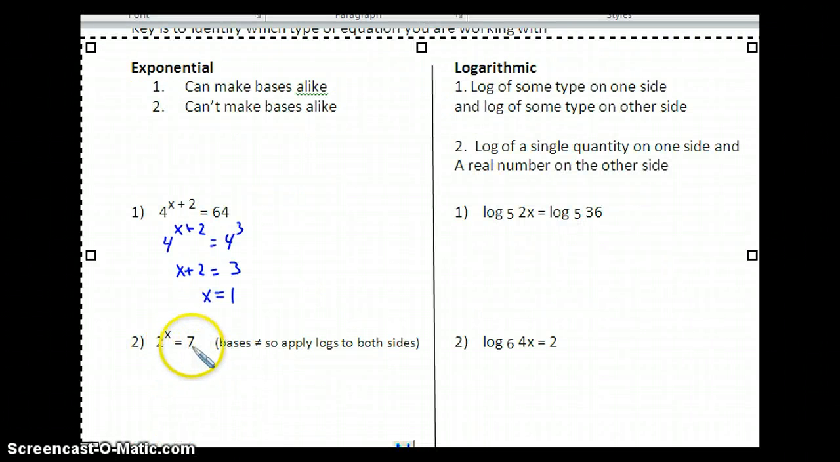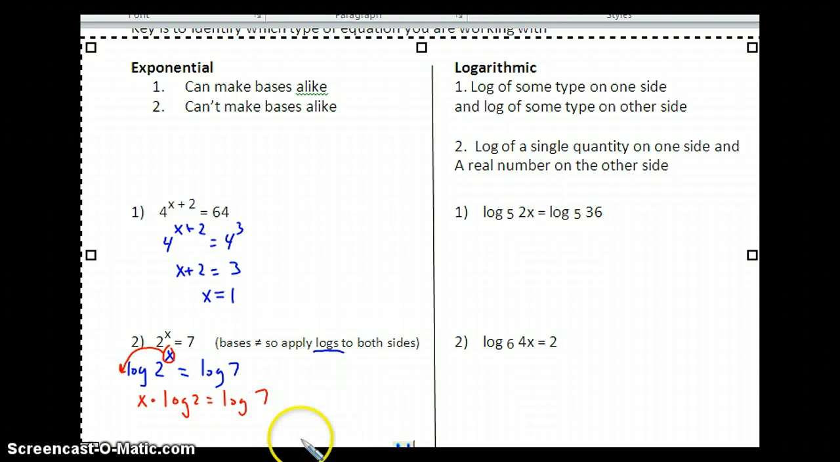Now when I can't set the bases equal to each other, this is a base 2, this is a base 7, there's no way that I can set the bases equal to each other, then what I do to solve this is I apply logs to both sides. So log of 2 raised to the x equals log of 7. The reason that I'm doing this is so that now I can take this exponent and write it as a coefficient. And we learned that in the last section. So this would become x times the log of 2 equals the log of 7. And now, because it's x times the log of 2, to get rid of the log of 2, we would divide by the log of 2.